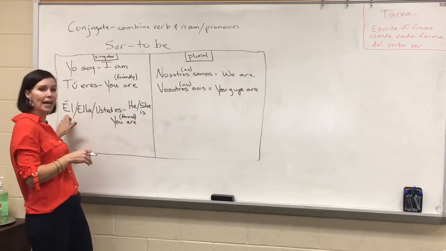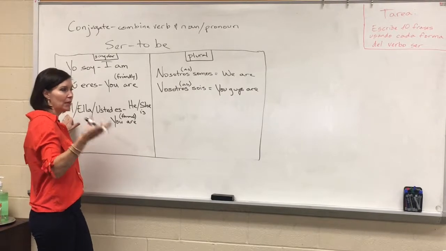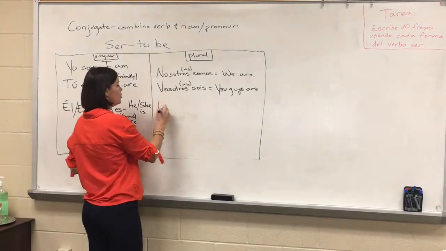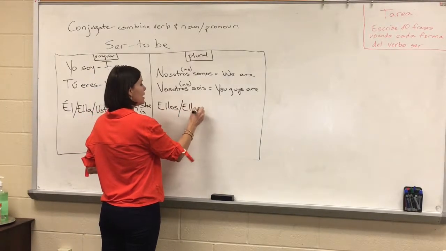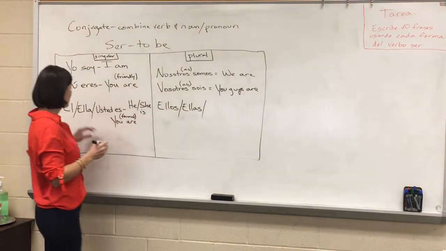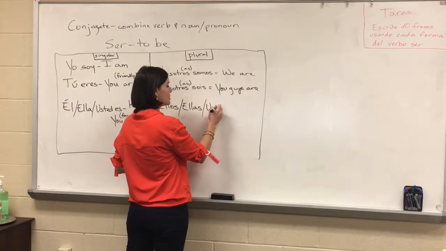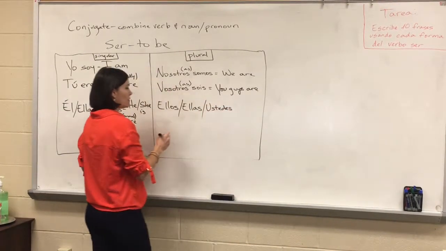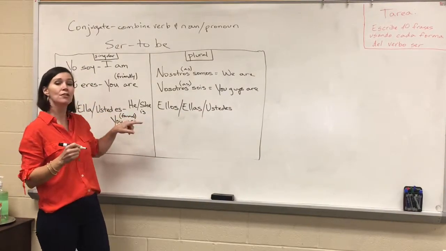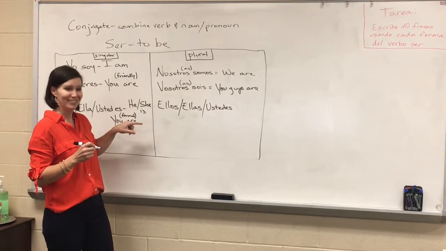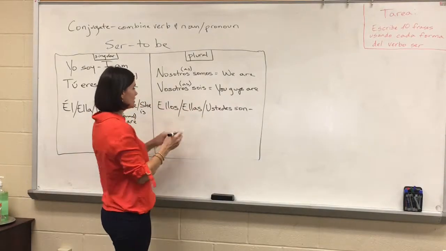Next, we have the plural of él. If you have lots of he's together, it's they. But if it's all he's, it's going to be ellos. If it's all she's, it's going to be ellas. Okay? So ellos or ellas. And then the plural of usted is ustedes. So ellos, ellas, ustedes. And then the verb form, es, you guys know this. How do you say are? Son. Muy bien. Son.